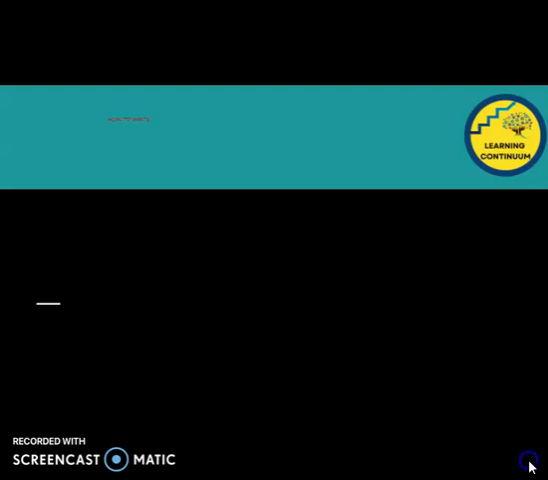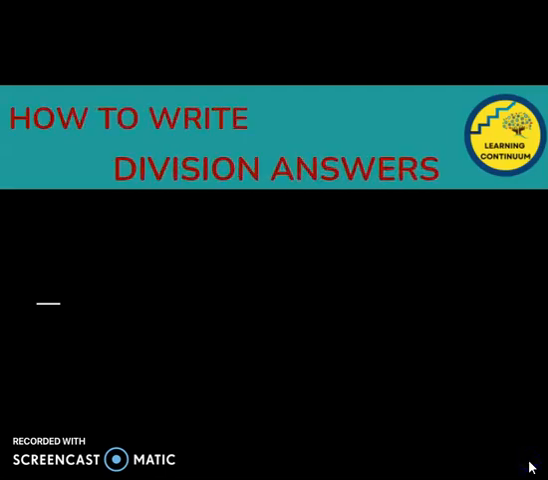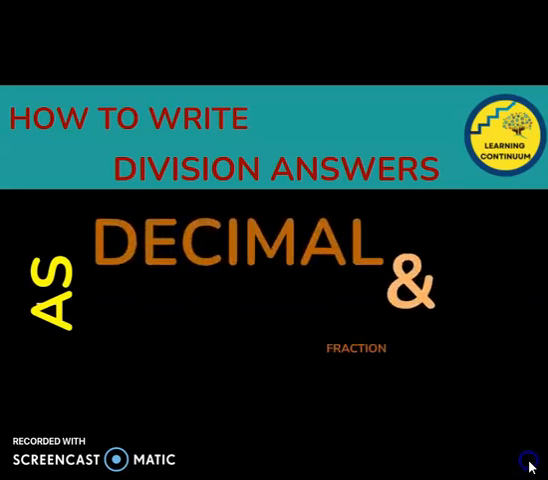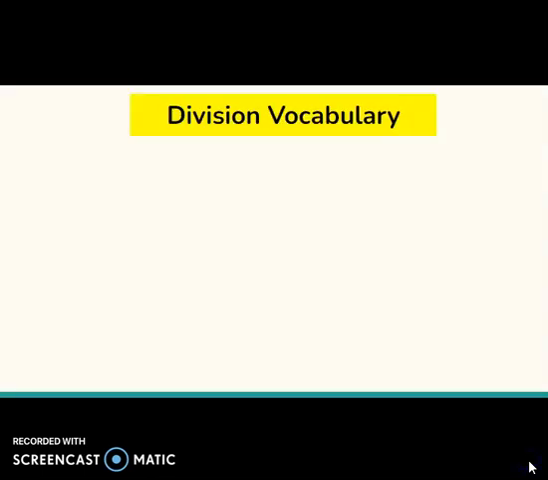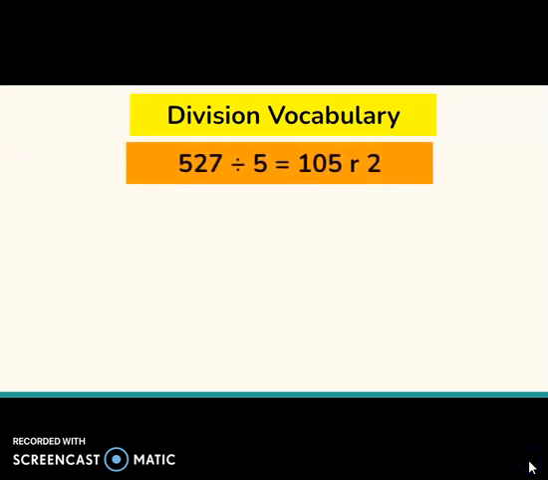In this video, we will learn how to write division answers as decimal and fraction. Let's begin our lesson with recalling the division vocabulary. There is a division fact. 527 divided by 5 equals 105 remainder 2.